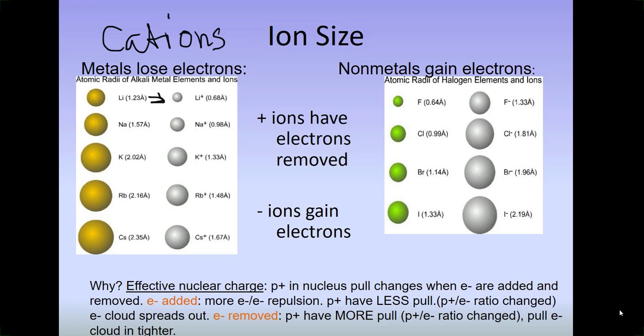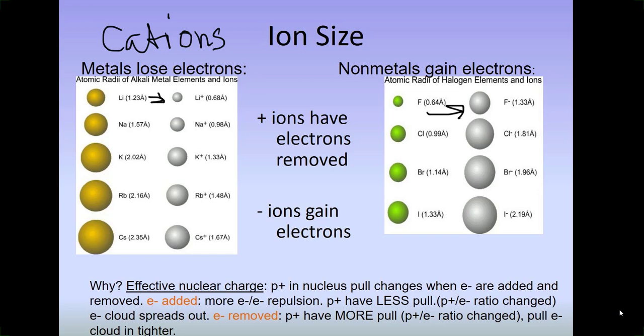Let's look at nonmetals. So nonmetals gain electrons. What's the trend? As I go from fluorine to fluoride ion, you can see that I've added one electron, and so now in the tug of war, the nucleus is losing. The electrons will kind of puff out a little bit, and that results in a larger ion size. So as you add electrons, your ion gets bigger. Your anions will always be bigger than your atom.